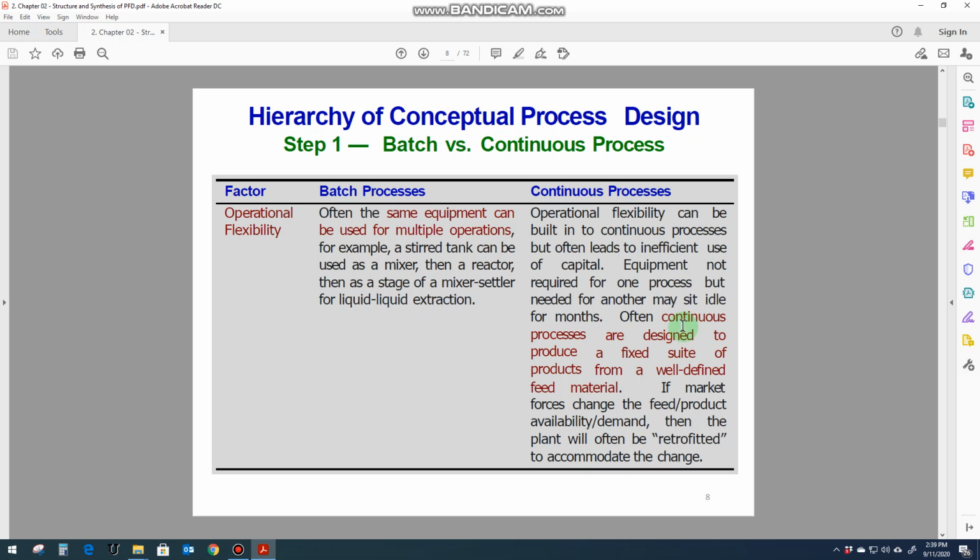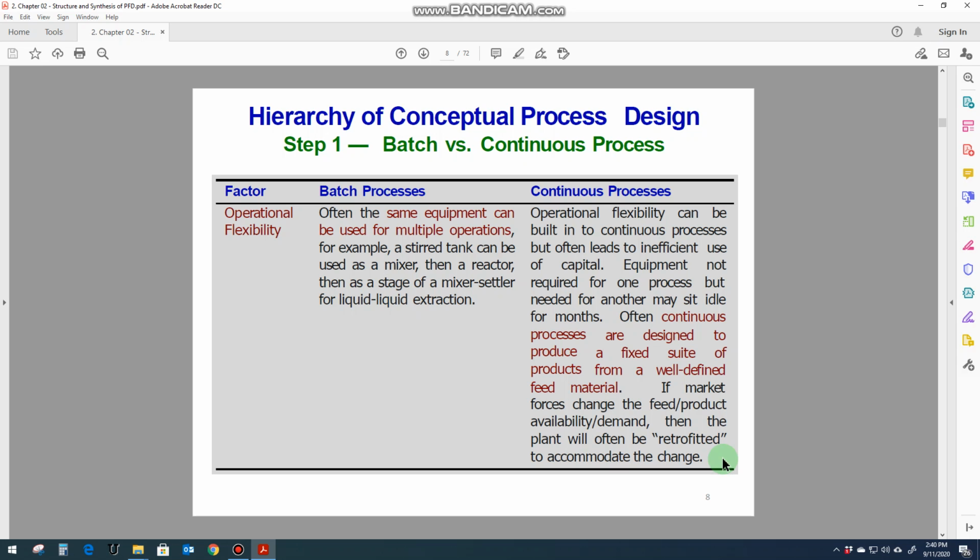Why do we have continuous processes? Because they are designed to produce a fixed amount of product with a specific product quality, and we have a fixed amount of feed material or purity. If market forces change the feed-to-product availability and demand, then the plant will often be retrofitted to accommodate the changes. So whenever you make a process design for a continuous process, there is some criteria or boundary on what raw materials go into the process. It will affect the reactor size, the separator size, the heat exchanger network, the recycle rates, everything, right?